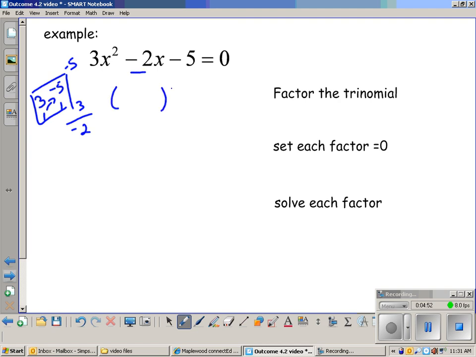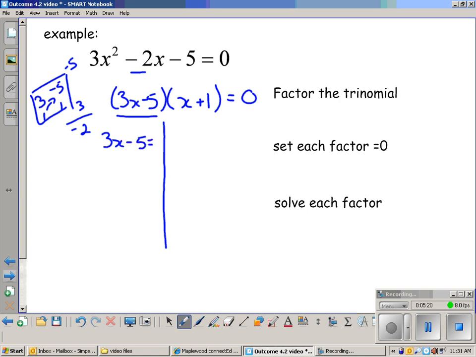So if I factor my polynomial and leave it equal to 0, my first factor is 3x minus 5. The second one, x plus 1. Remember that I'm looking for the points where y would be 0, or those x-intercepts. I can find those by taking each of these factors and making them equal to 0. So 3x minus 5 will have to be 0, and or x plus 1 will be equal to 0. Let's solve each factor.